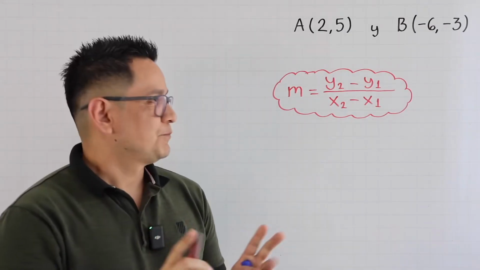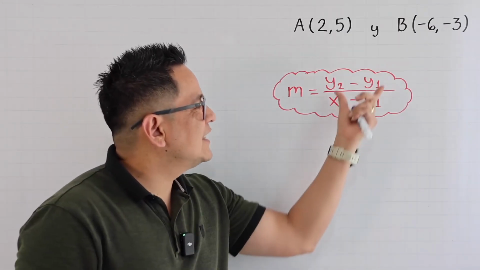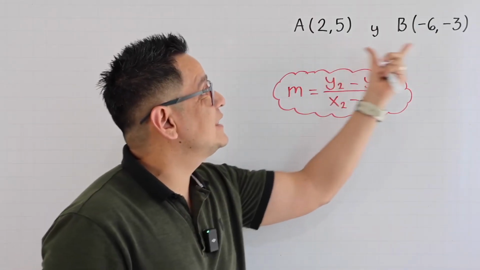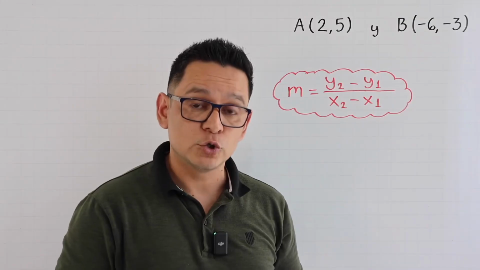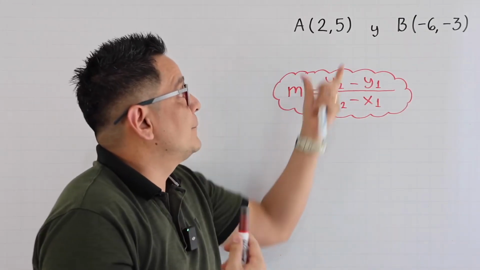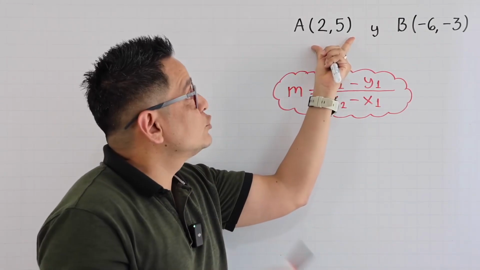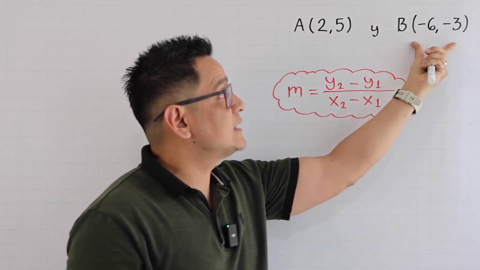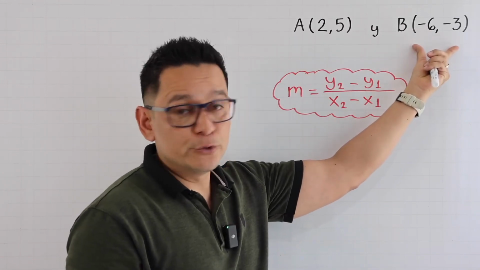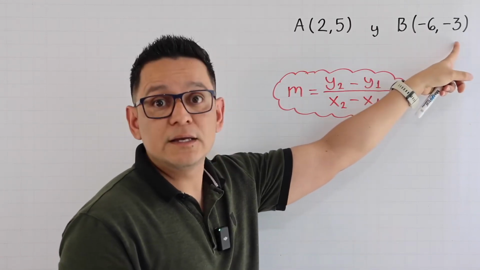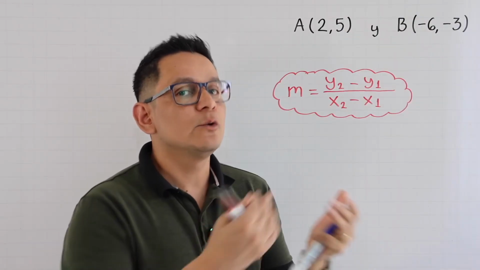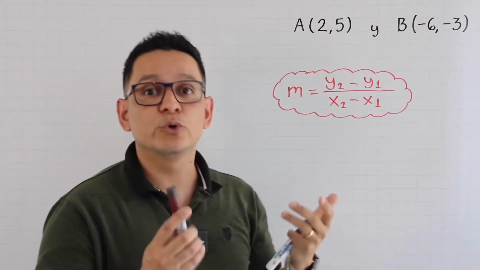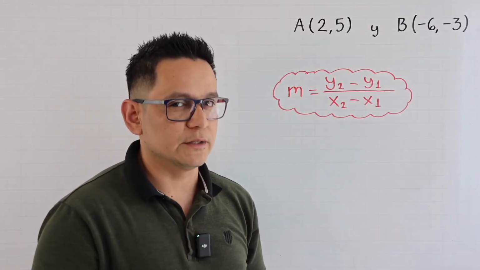You're probably wondering, where do I get these values from? Well, it's very simple. We're going to get them directly from the coordinates that were given. In this case, if I say, for example, that this is point number 1, then this point has coordinates x1, y1. And if this is point number 2, then this point has coordinates x2, y2. Pay attention here, because I could say it the other way around. I could say that this is point number 1 and this is point number 2. In the end, it doesn't matter, okay?